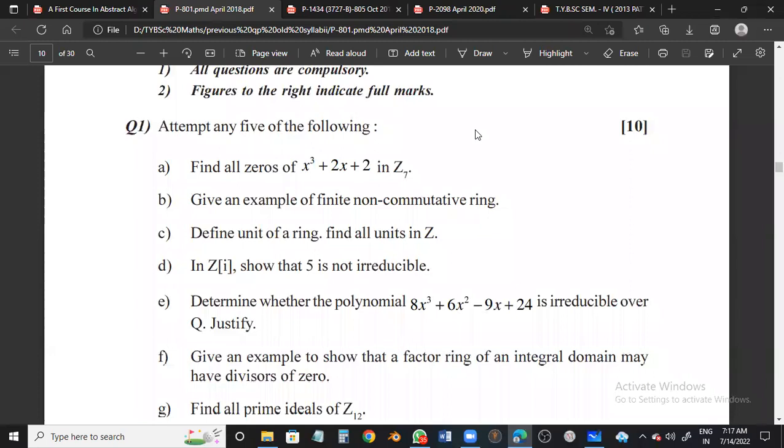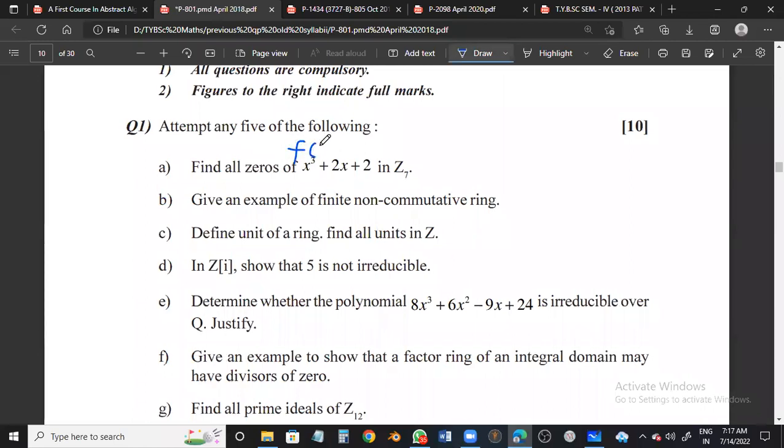What do you mean by 0? Basically, Z7 is having only 7 elements in it. Now, if I label this polynomial as f of x, then what I need to calculate is f of 0. What will be f of 0? At a glance, you can tell me? 2. Yes. So the answer is not 0, so 0 is not a zero of this in Z7.